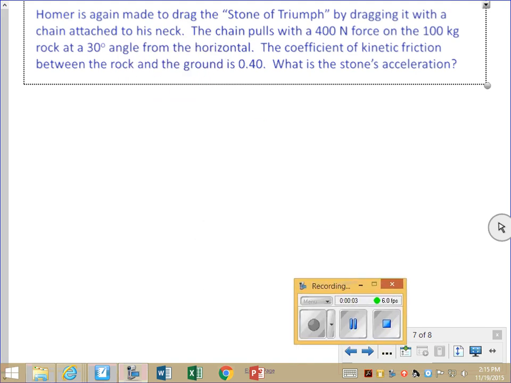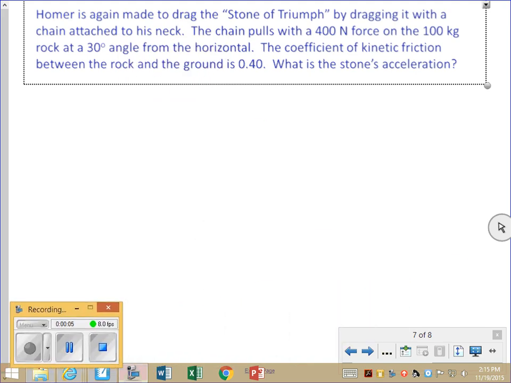Hey people, I wanted to give you a solved example of a coefficient of friction kind of problem. So, we're back to Homer dragging the stone of triumph. And we're given how much tension is on a chain, the angle, and a coefficient of friction. We want to know what the stone's acceleration is.